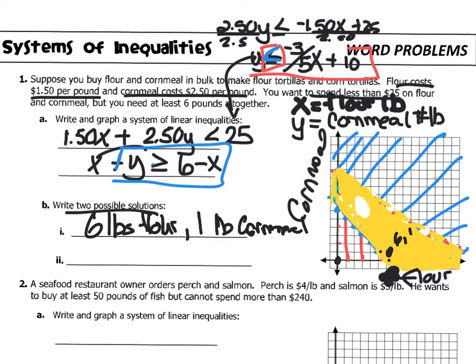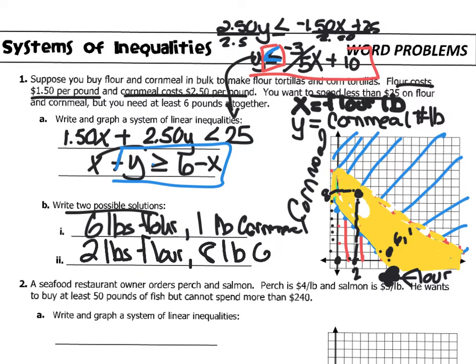Another would be, let's do 2. Let's go up here. So this would be 1, 2, and then this would be 1, 2, 3, 4, 5, 6, 7, 8. So here we could do 2 pounds of flour and 8 pounds of cornmeal.